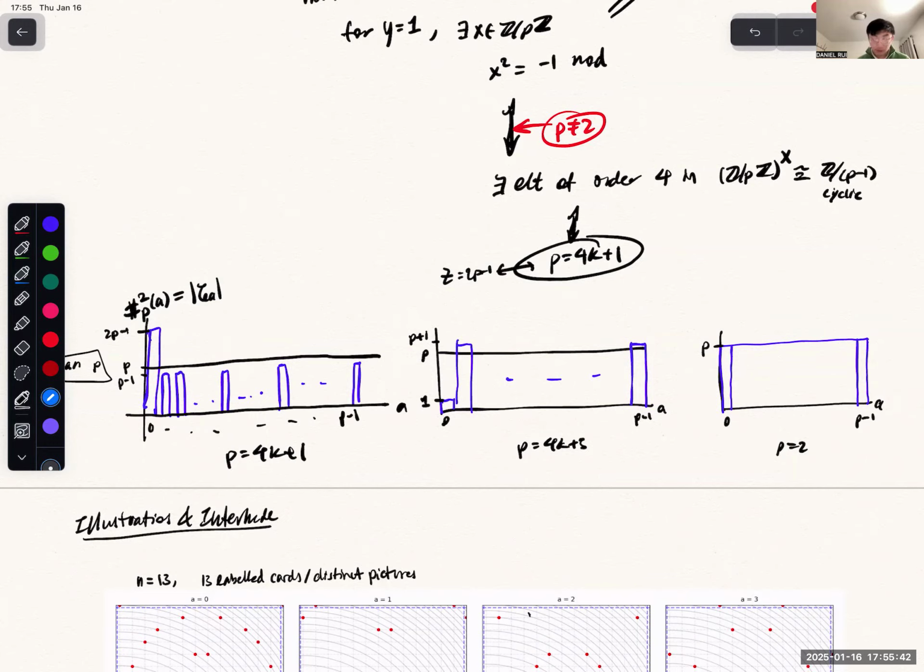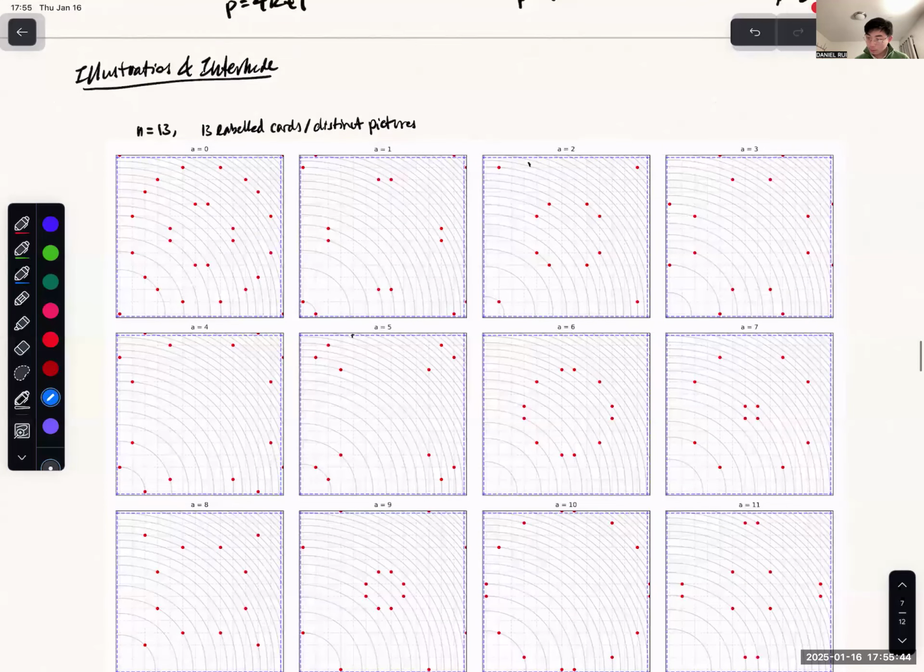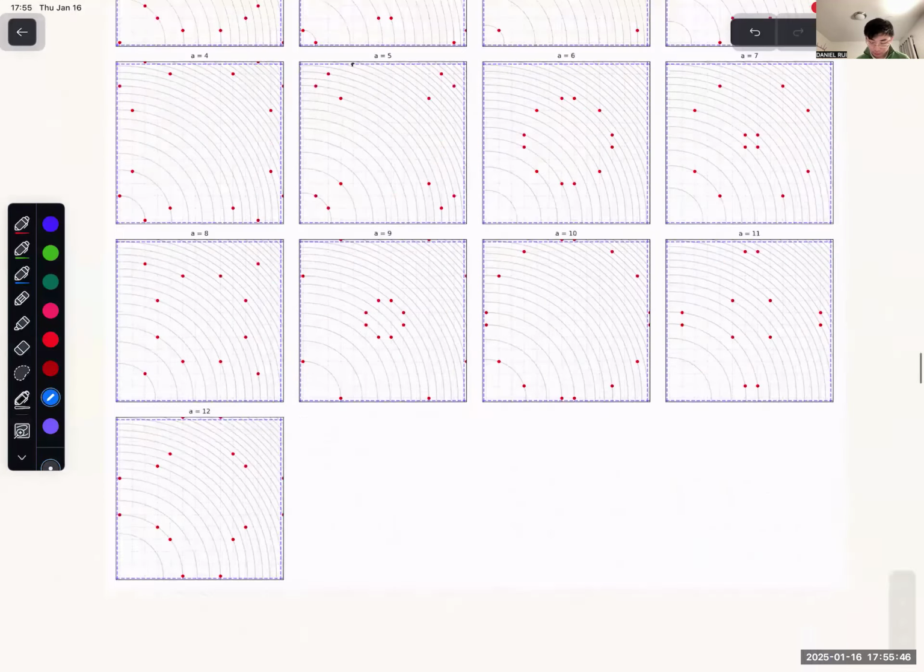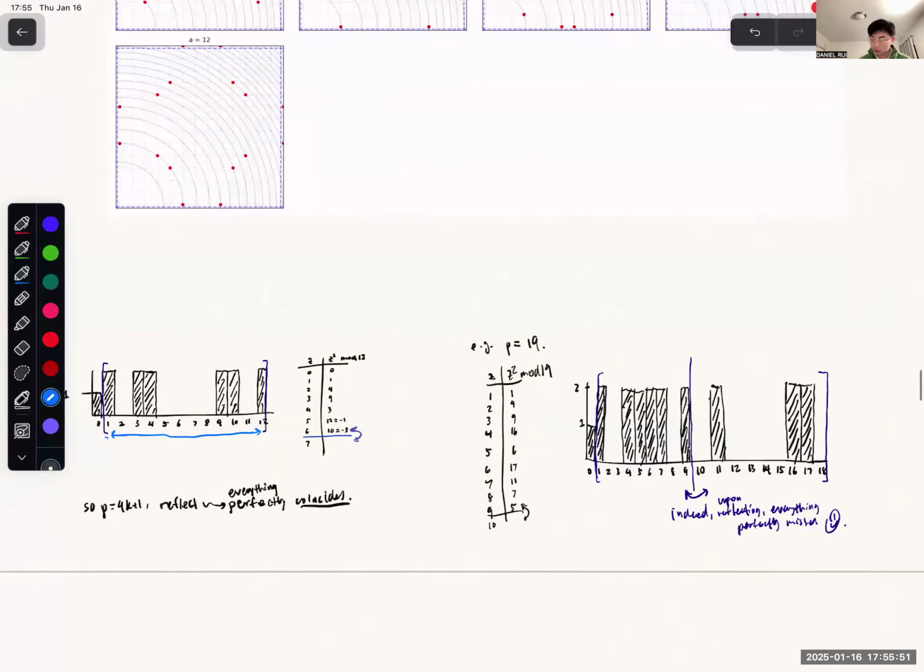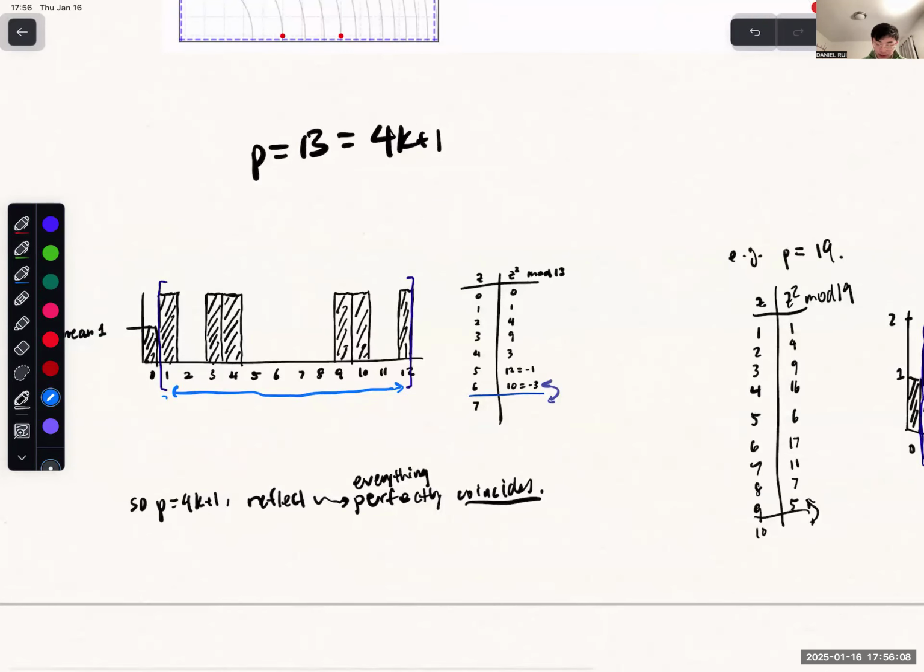Allow me to make some illustrations, to just show you visually what's going on. First I will draw the picture for P equals 13. This is the picture for P equals 19. 13 is, of course, 4k plus 1, and 19 is a 4k plus 3 prime. What do we observe? Here I've plotted out the number of solutions in dimension 1 over P of A.